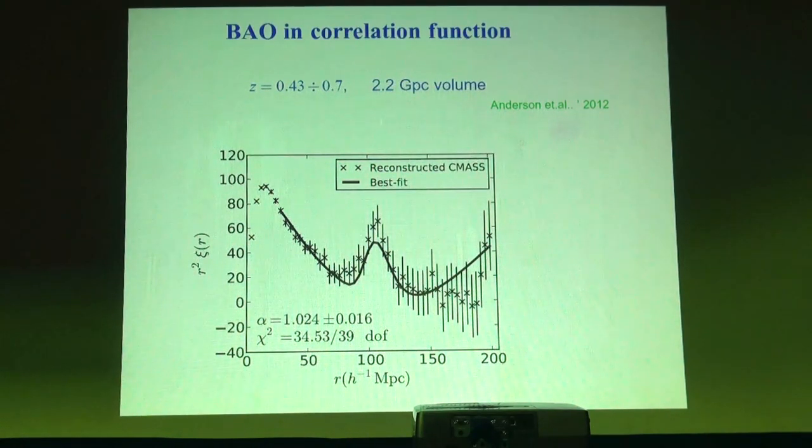But what's interesting and important is that you have a standard ruler, and using the standard ruler, you can measure the angle at which you see it, and that again tells you the relation between the redshift and distance, right? You have a standard ruler, therefore, measuring the angle, you measure also the distance to this ruler, and you know the redshift. So this is again measuring the redshift-distance relation.